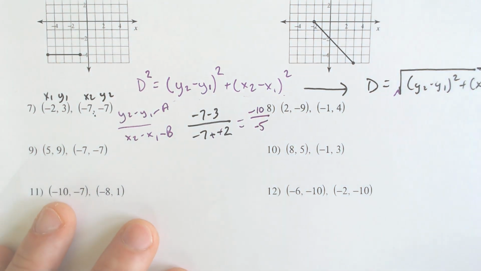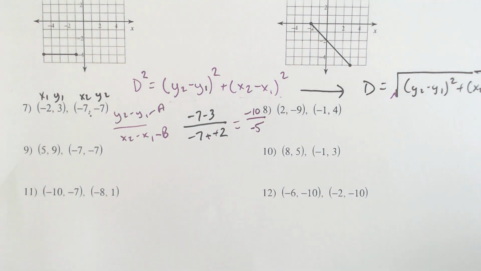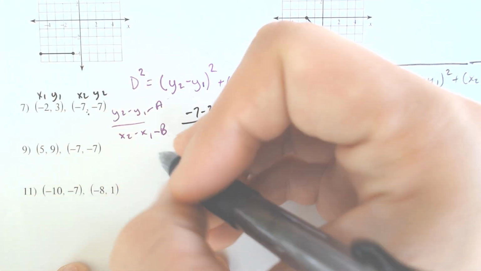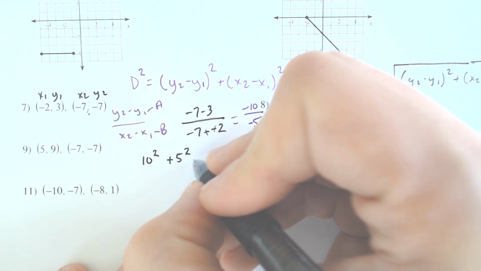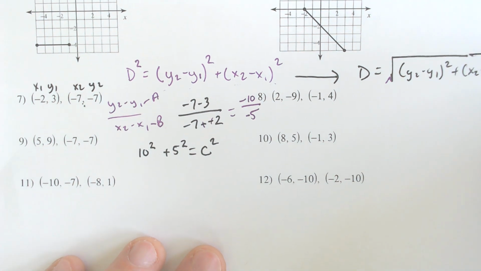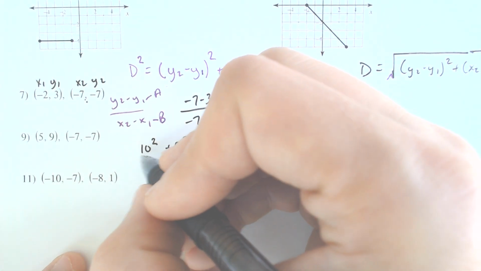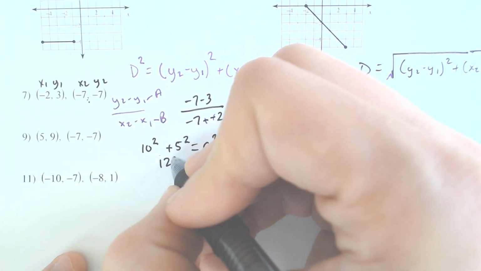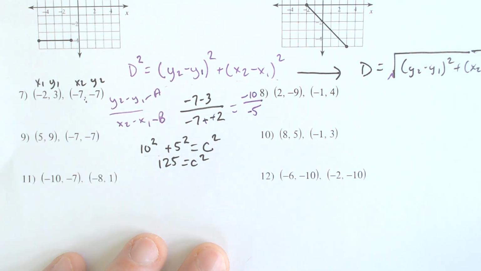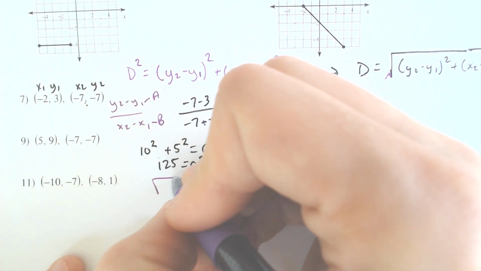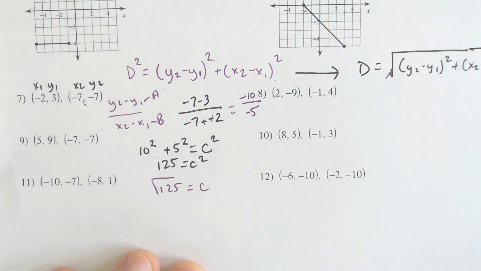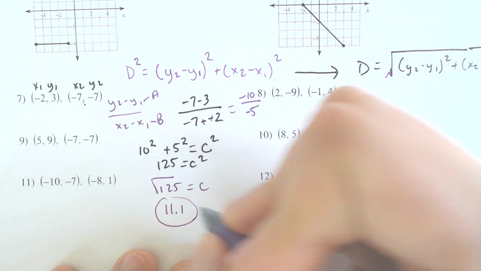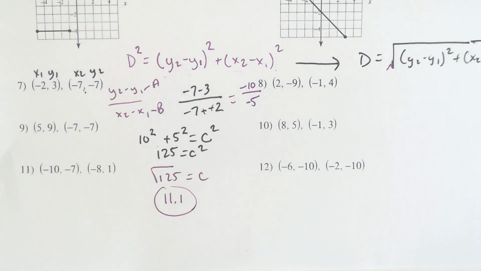Do not simplify. If you're using the a squared plus b squared method, do not simplify it. You have your a as 10. You got your b as 5. Then it equals your c squared or your distance squared. You end up with 100 and then 25, which is 125 is equal to c squared. Then you can square root the 125, and that would be your c. If you want the decimal, that is 11.1 for the distance between those 2 points.